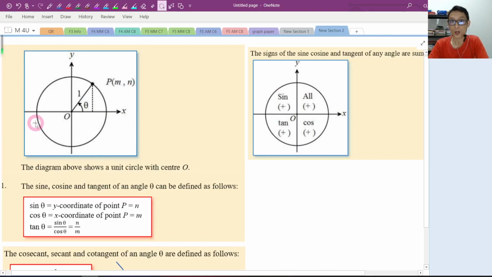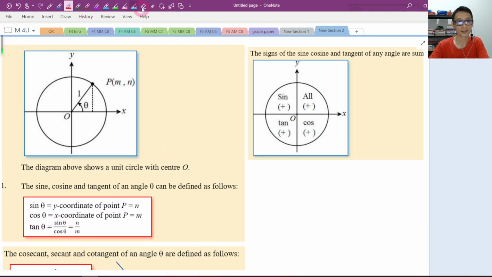Okay, the next thing that I want to share with you is this ASTC. When you are given an angle, the first thing you need to know is which quadrant the angle lies in. In the first quadrant, all positive: sine, cosine, tangent, all positive. In the second quadrant, only sine positive. In the third quadrant, tangent is positive, and in the last quadrant only cosine positive. Why is that? Sine theta is equal to the y coordinate. You have to remember this one. Cosine theta is the x coordinate, and tangent theta is equal to the y coordinate over the x coordinate.